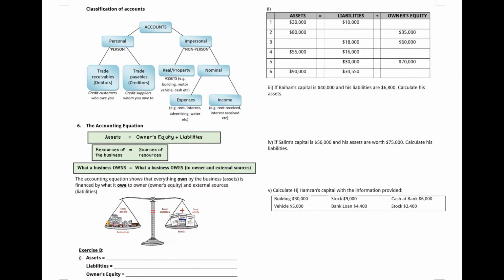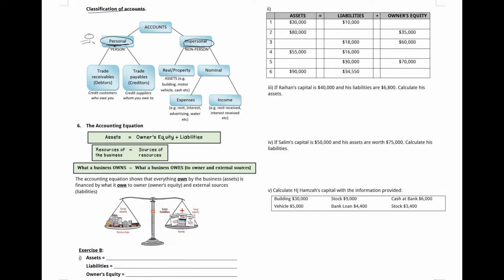Okay, today we are going to go through the topic classification of accounts. Now accounts, as we have gone through already in the previous lesson last year, can be divided into two. One is the personal and one is the impersonal. As you can see from the name itself, personal, and this one is impersonal. So personal, what can you think of?